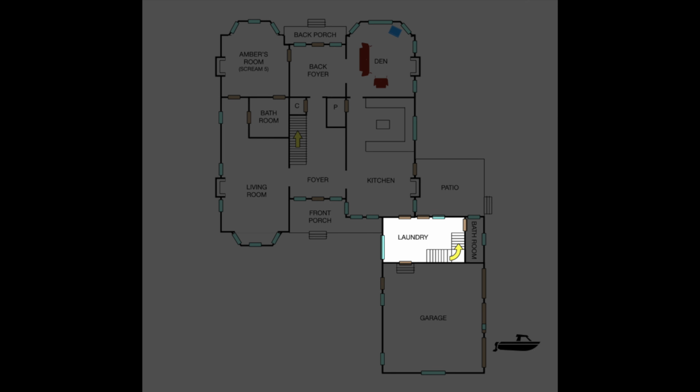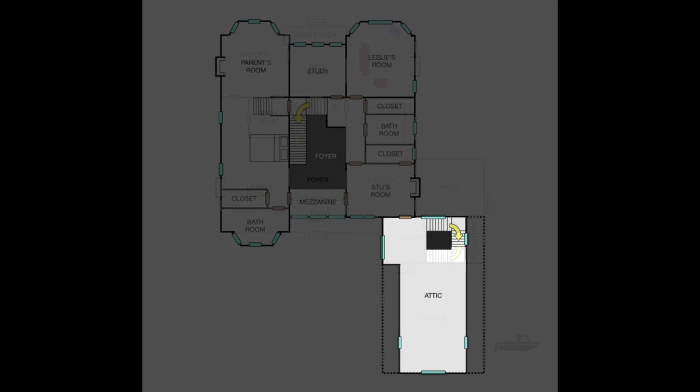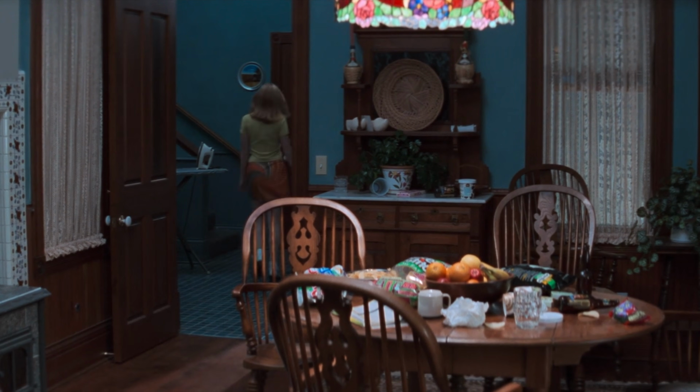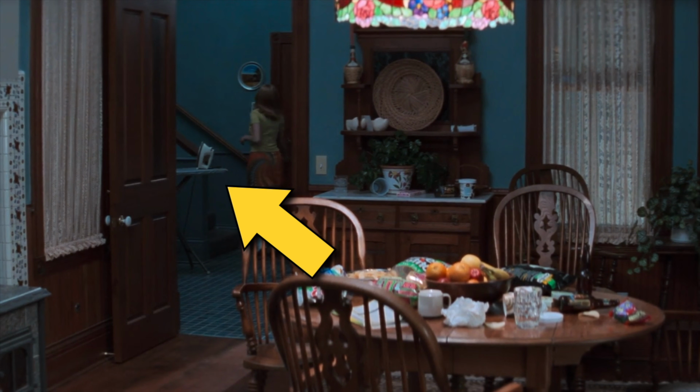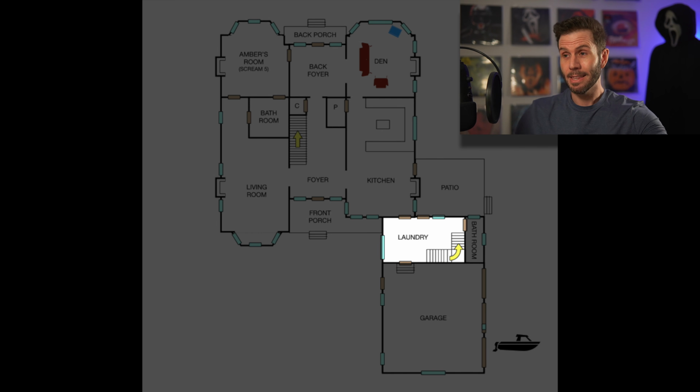Now, one thing that is very important to this video is that there is actually a second staircase in this room, which goes up to the attic above the garage. Now, even though we don't see any characters use this staircase, we actually know that it does exist, because if you look at the screen when Tatum is walking away to the garage, you can see the stairs to her left. So we know that it exists and that this is a potential access point for the killers.